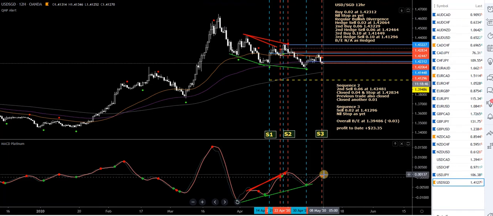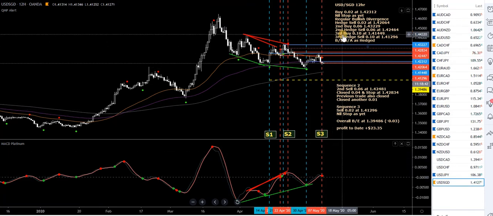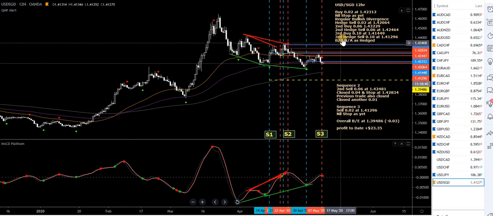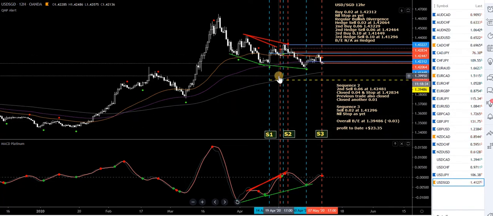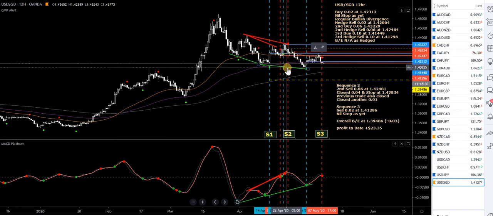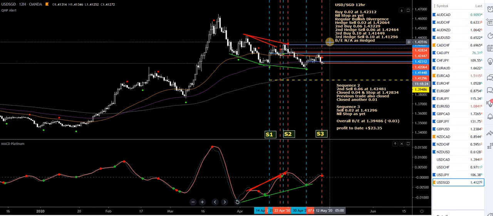It's not a great one. The MACD Platinum's not that far above the zero level, but I did 2 trades here. Not only did I take a hedge sell, third hedge sell on my sequence 1. So remember, there's a buy, hedge sell, second buy, second hedge sell, third buy. Now I've got a third hedge sell. So overall break even, it's not applicable, it's hedged.